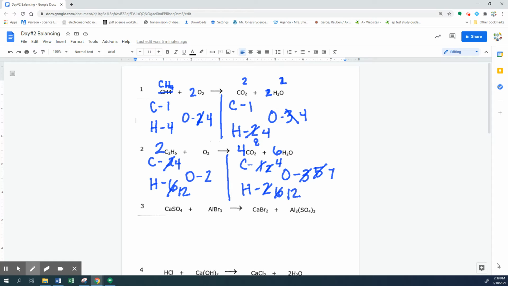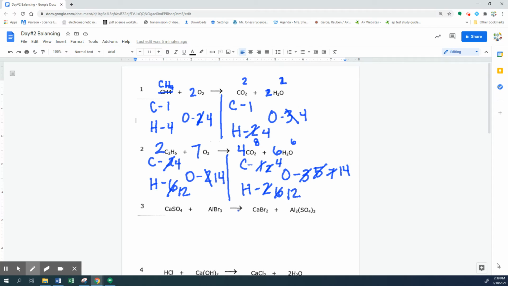Just for my carbon dioxide, I have 8. And for my water, there are 6. 8 plus 6 gives me 14 oxygens. In order to get 14 oxygens on my reactant side, I need a coefficient of 7. And then everything is balanced.